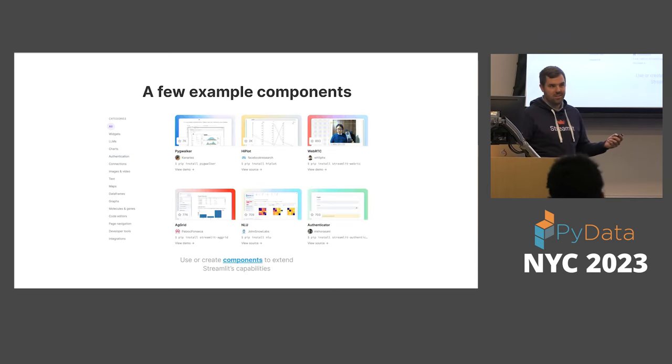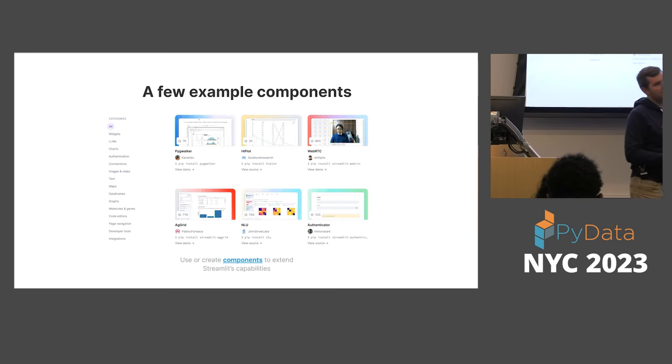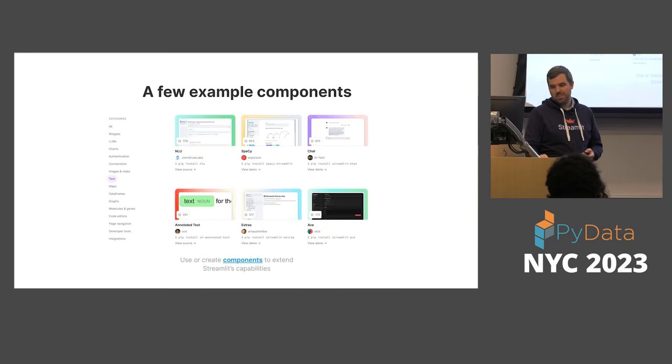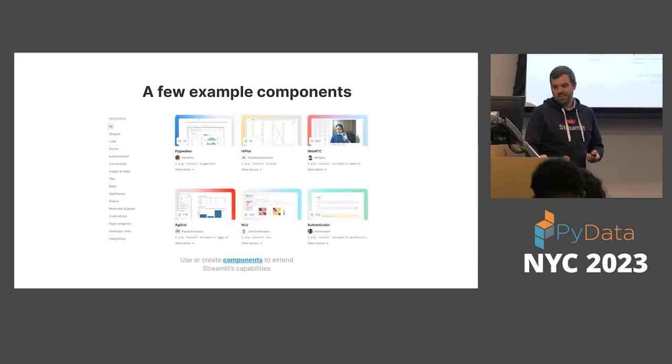There's a bunch of components out there. There's a section on the website, streamlit.io/components, I believe is the URL, that'll show you some of the really popular ones. There's a lot out there. There's a couple that I've helped with.